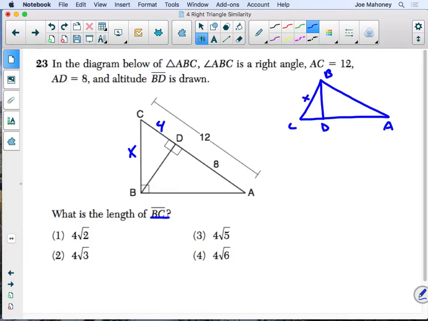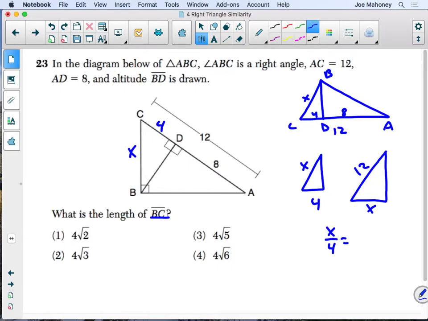So then I got an X, I got a 4, I got an 8, I got a 12. So maybe we'll take the little triangle and we'll say that's a 4 and that's an X. And let's get the big triangle where that side's X and that side is 12. So now X over 4 equals 12 over X. I'm solving it, I get X squared equals 48. So X equals the square root of 48. Oh no, that's not a choice.